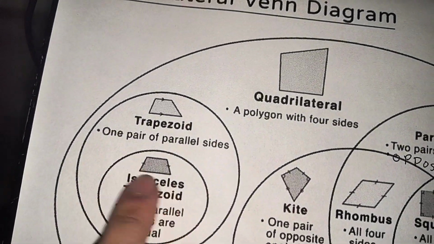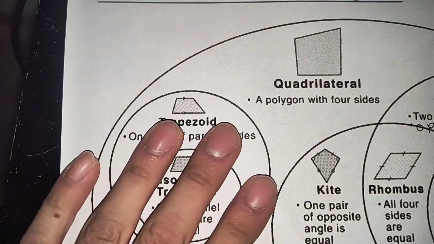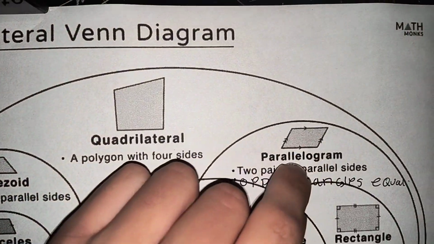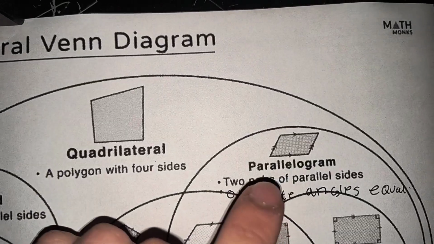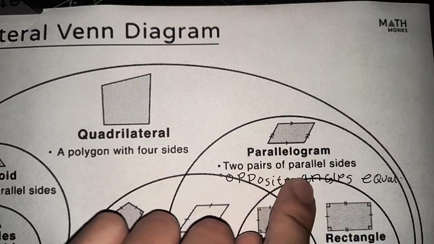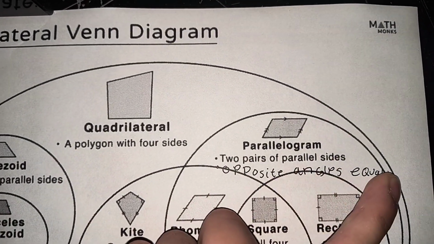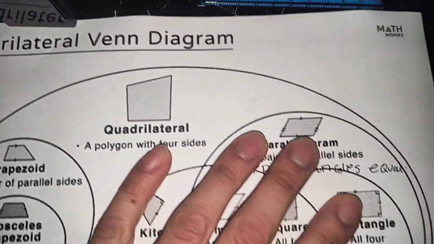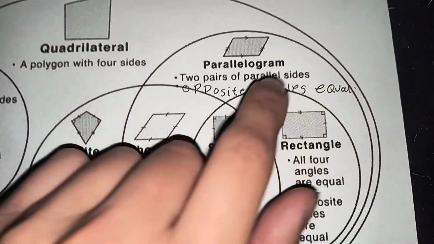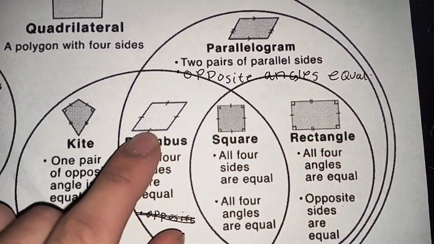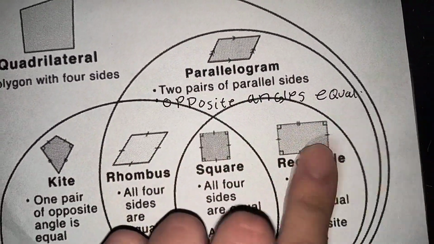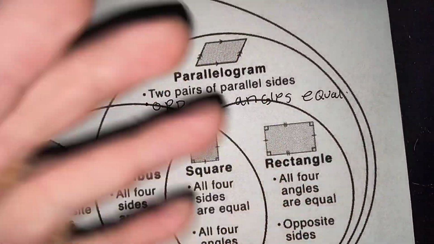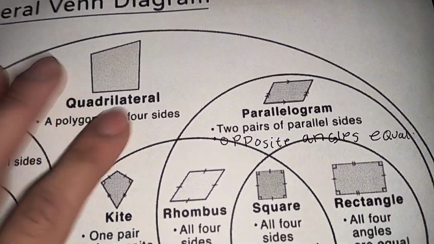We haven't talked about isosceles trapezoids, so I'm not going to talk about that, but they're just trapezoids whose non-parallel sides are equal. And then you have parallelogram, two pairs of parallel sides, opposite angles equal. So parallelograms and trapezoids are quadrilaterals. And inside the parallelogram circle, you have rhombus, kite, and rectangle.